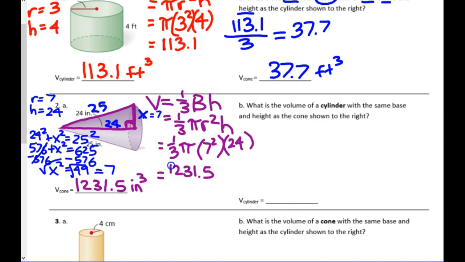For letter B, it's going to kind of be backwards from the last one we were doing. This is finding the volume of a cylinder with the same base and the same height. Now I want you to notice, this time you're going from cone to cylinder. So you're going from small to big. So are you going to multiply or divide? If you're getting bigger, you're going to multiply, right? Because there's 3 cones in a cylinder. So we're going to take that cone volume and multiply by 3.